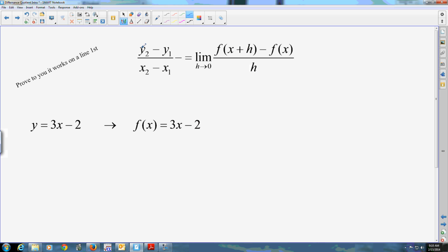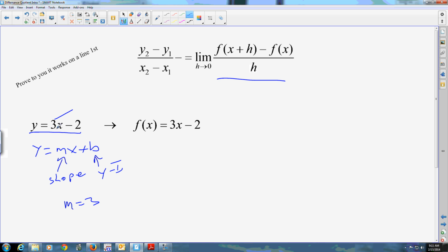First thing I want to do is convince you that this thing is finding slope. So I want to do it first with a line. You guys should remember y equals mx plus b. This thing is your y-intercept. This thing is your slope. So we don't need this fancy formula to tell us what the slope of this line is. The slope of this line is 3. Okay? But I want to convince you that it actually works.